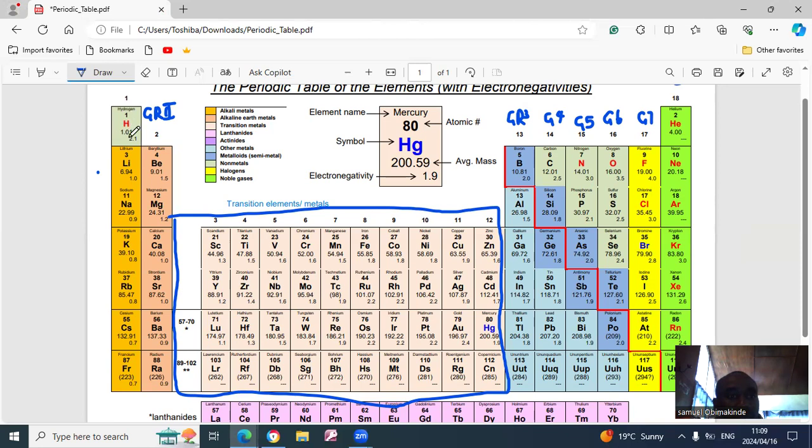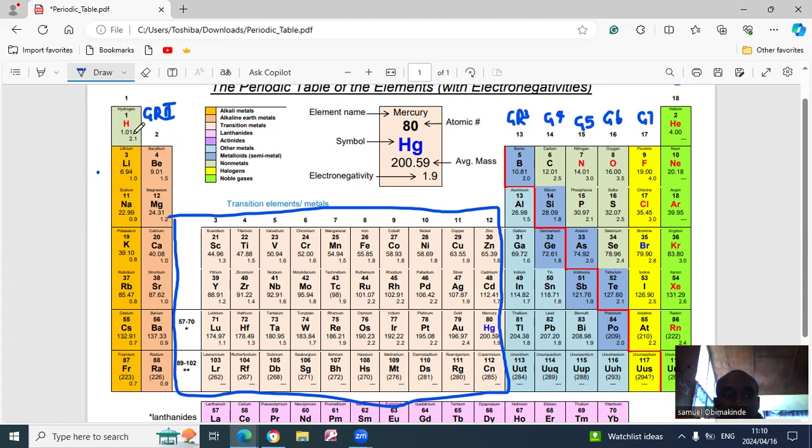Also, we can get the atomic mass of the element, and we can get the electronegativity value of the element. In this lesson, we are not looking at the electronegativity value. We only concern ourselves with the name of the element, the symbol of the element, the atomic number, and the atomic mass. As I've shown you in our previous class, this number on top represents the atomic number, and the atomic number simply represents the number of protons in the nucleus of an atom.